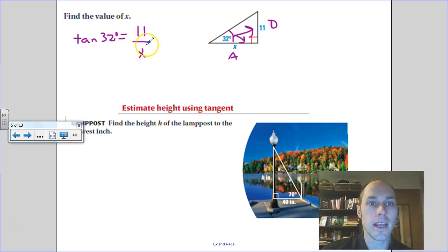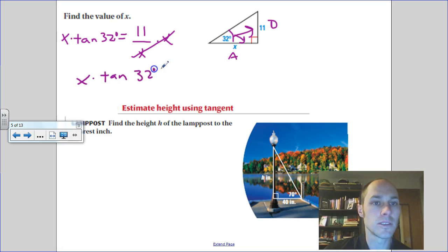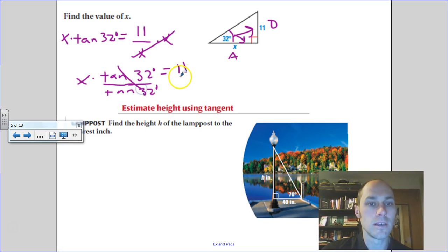In order to get x by itself now, I need to multiply both sides by x. So I have x times the tangent of 32 degrees equals 11. Now to get x by itself, I divide both sides by the tangent of 32 degrees. And divide over here. And I'll have x equal to 11 divided by the tangent of 32 degrees.